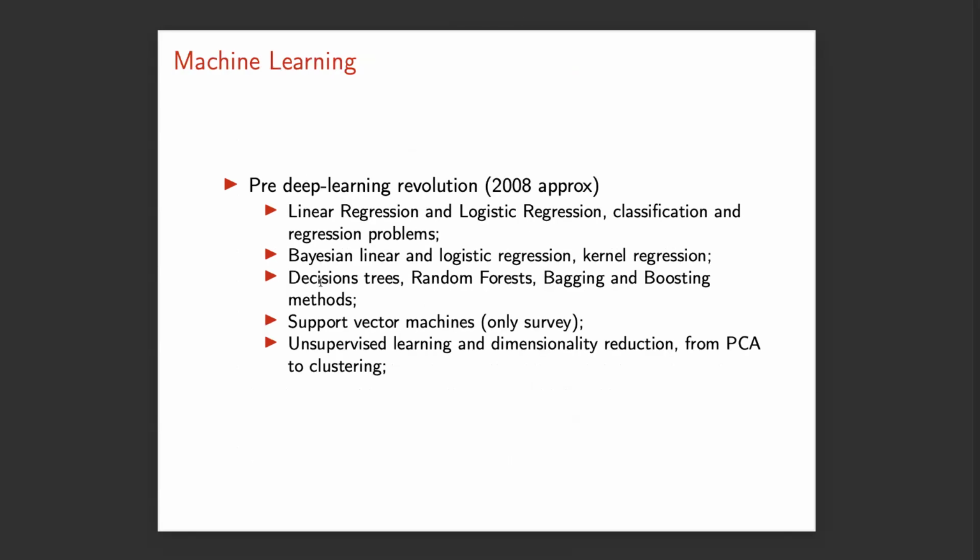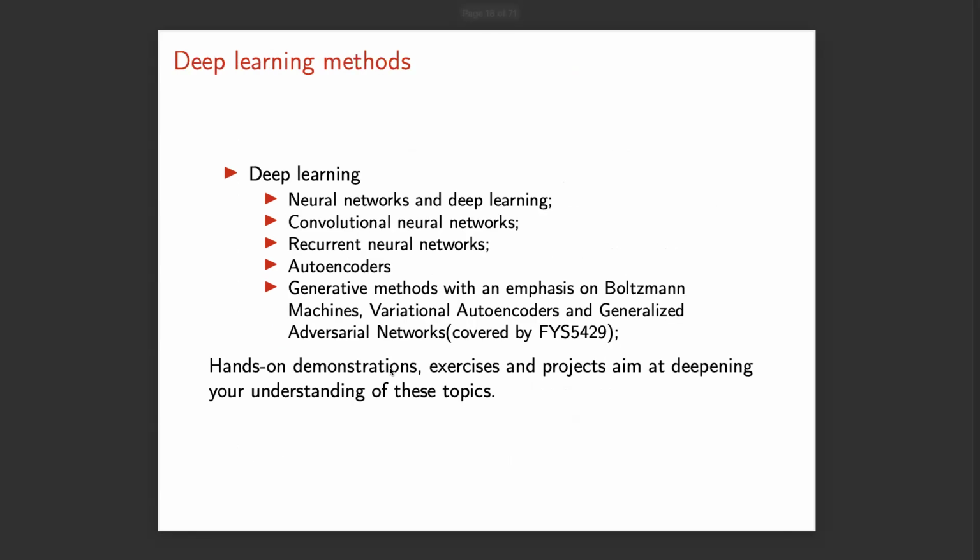Then we have the pre-deep learning methods. So we will normally deal with linear regression. These are the classical problems, decision trees, and some support vector machines. If we get time, we will say something about unsupervised learning. And then we have the deep learning methods, and we will essentially focus on these three. And then we have advanced courses, which actually cover some of these other methods.